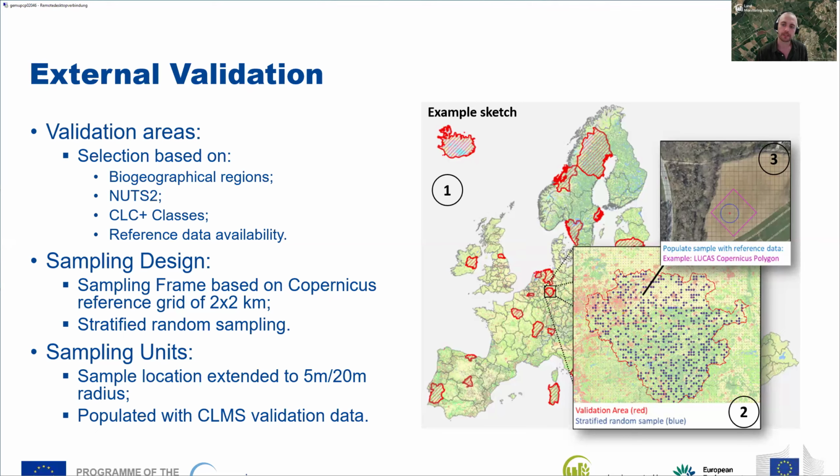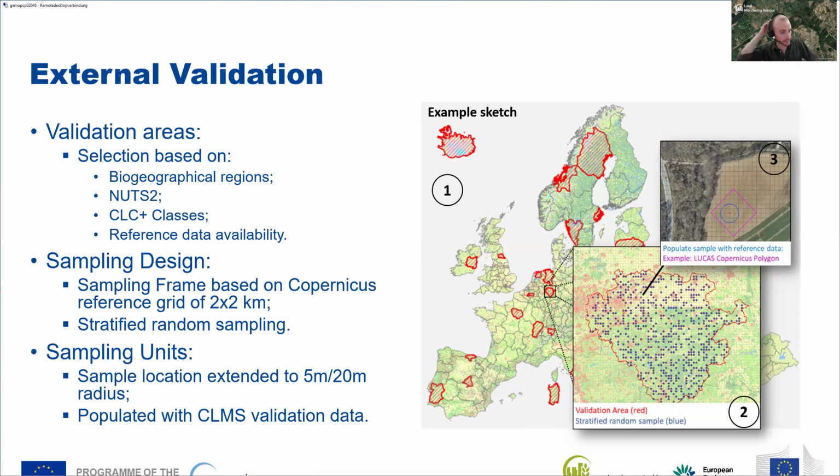And these are selected based on NUTS2 regions. We try to ensure biogeographical distribution so that it represents the different land cover types of Europe. It's also ensured that these validation areas include many different land cover types, not only for VLCC but also for the rest of the portfolio, so that it can be tested in a similar way. And then also, of course, reference data availability is important for the selection of these validation areas.